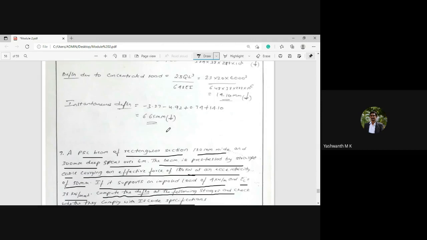The next important thing is calculating the deflection due to pre-stressing force. Depending upon the type of cable profile, you need to use the proper formula. Next, deflection due to self-weight is always UDL. But for deflection due to live load, you need to be very cautious, because you need to use the formula according to the live load. For example, central concentrated load will be different, two-point load will be different, and UDL will be different.